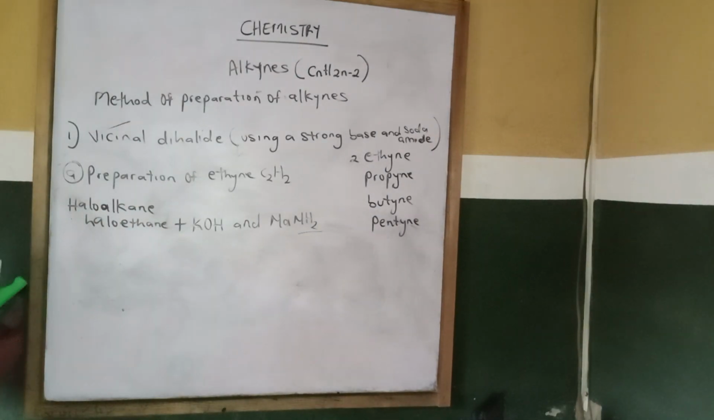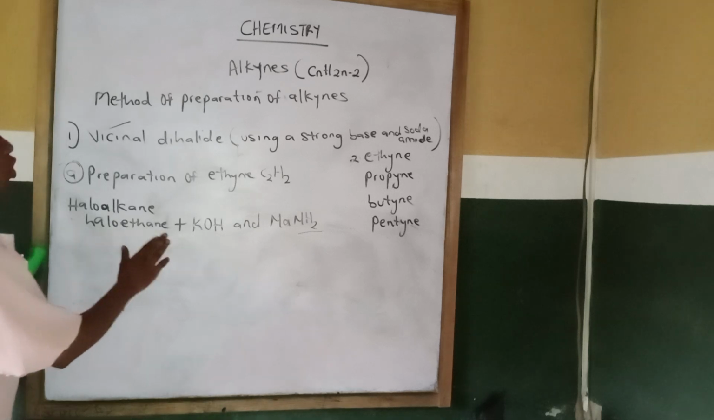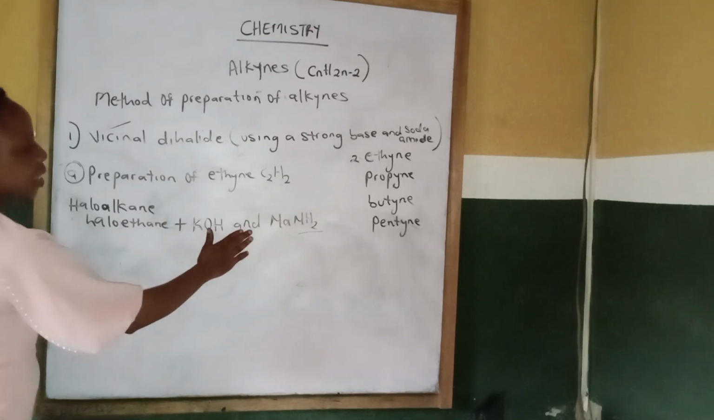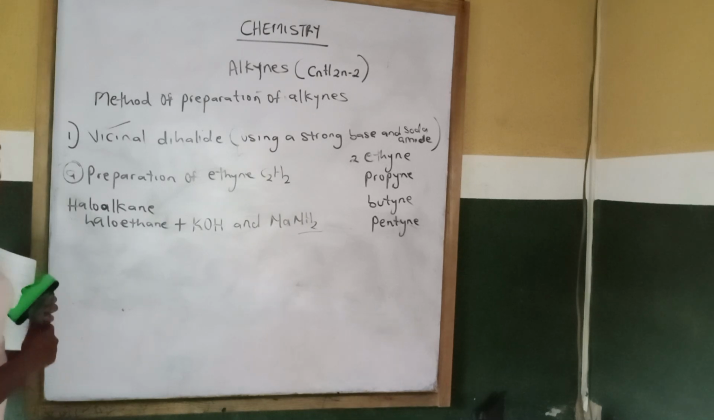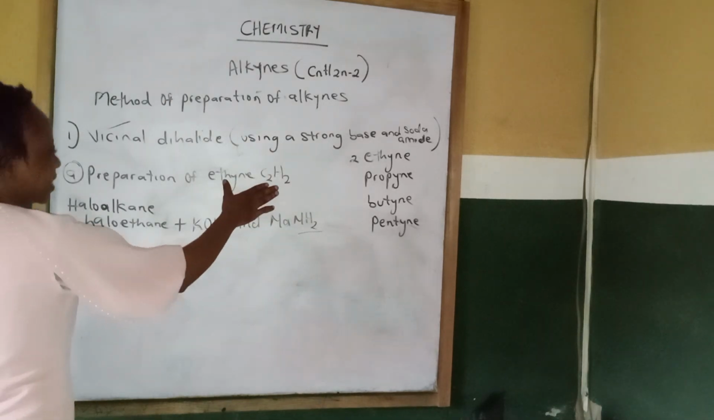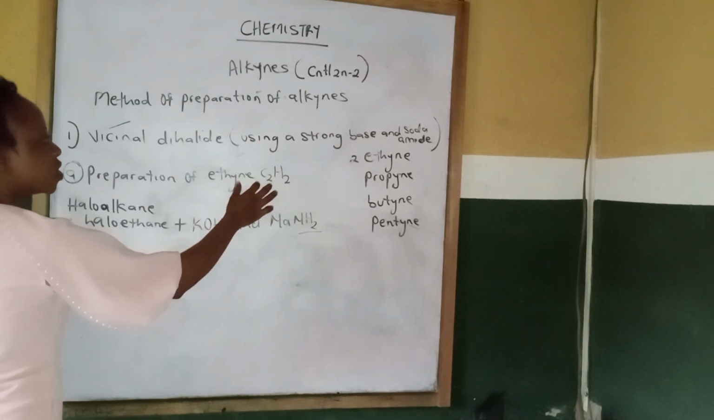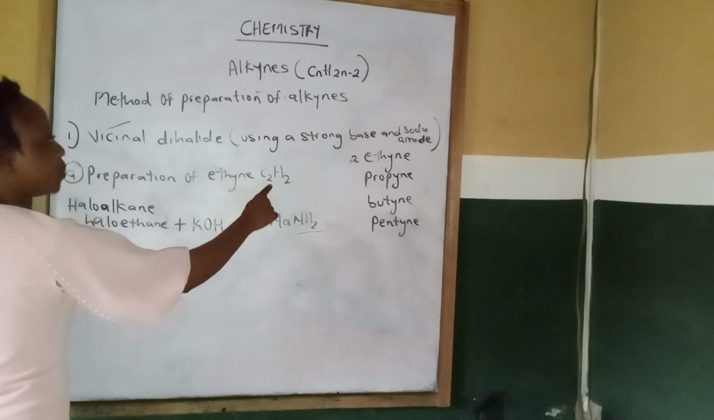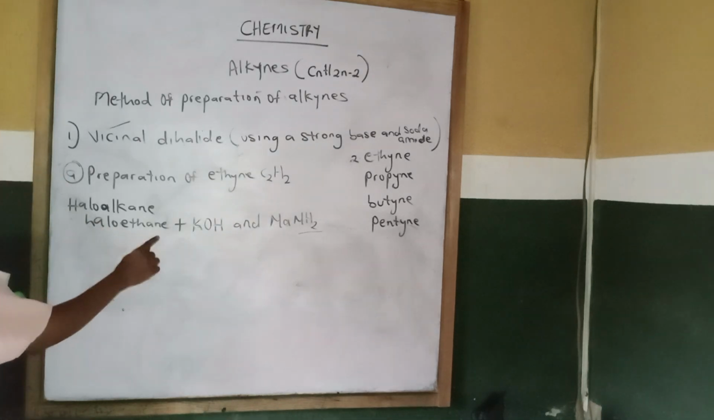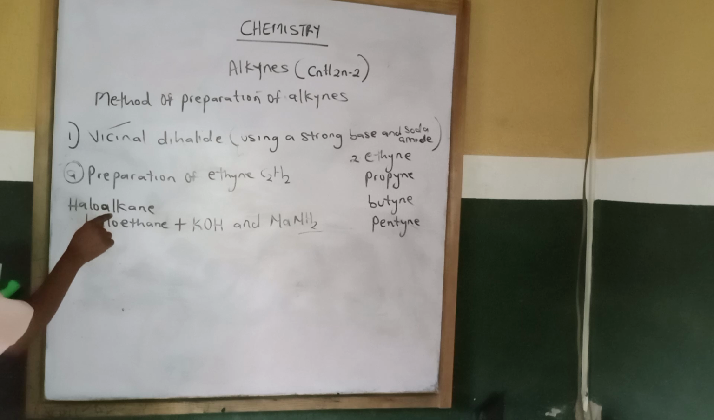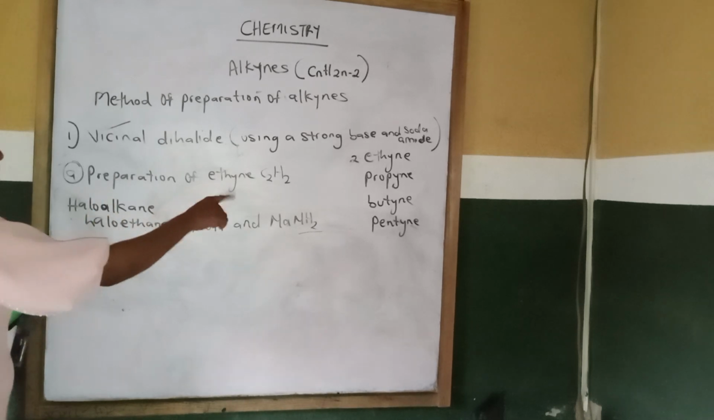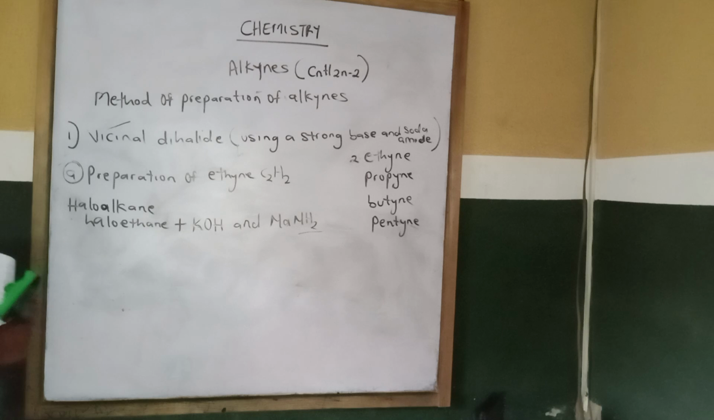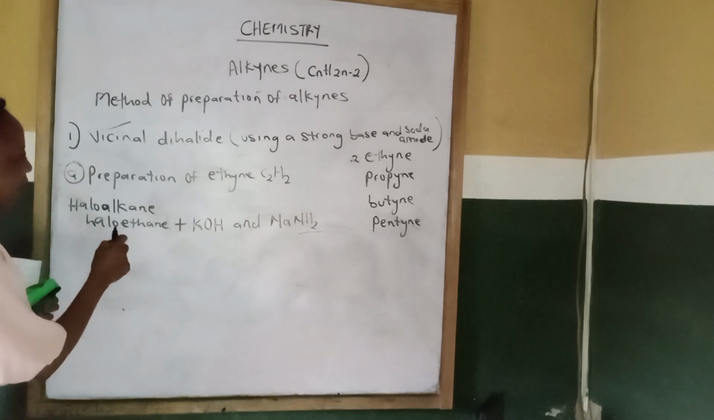So let's take the structural formula for this haloalkane, potassium hydroxide, and soda amide, and let's see how we are going to balance our chemical equation to derive ethyne. We want to prepare ethyne, but we are preparing it from alkane. Alkane has a single bond, while ethyne has a triple bond. Then the haloalkane.